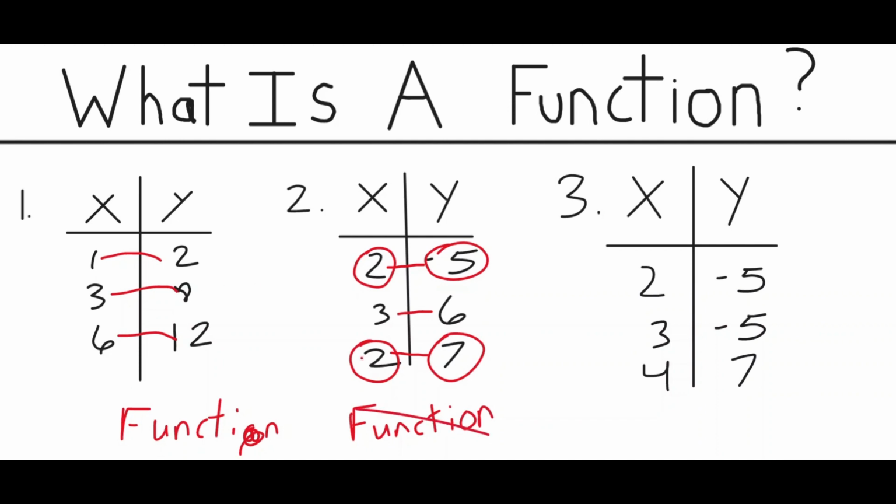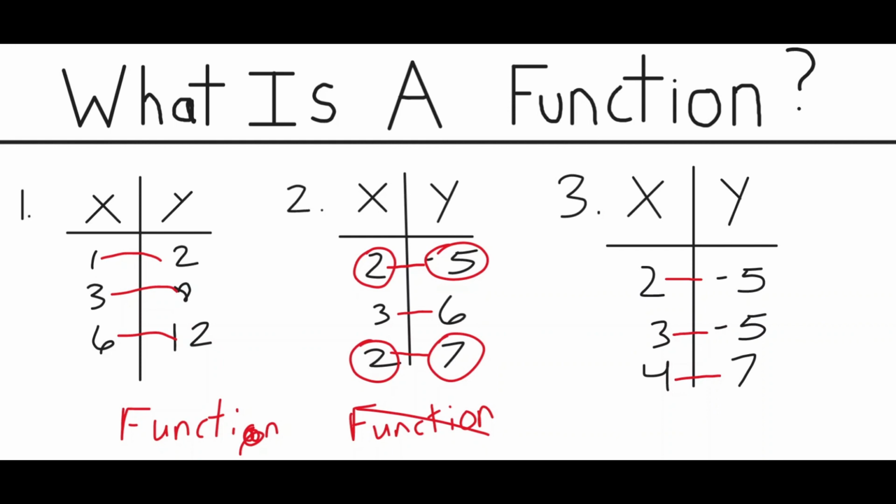Because we have input 2, one input is giving us 2 outputs. We cannot have that. Now let's look at number 3, just to check. We have 2 is -5, 3 is -5, and 4 is 7. Now this is a function.